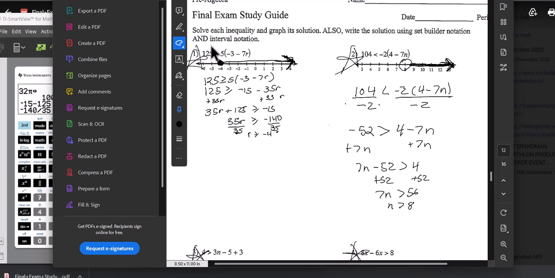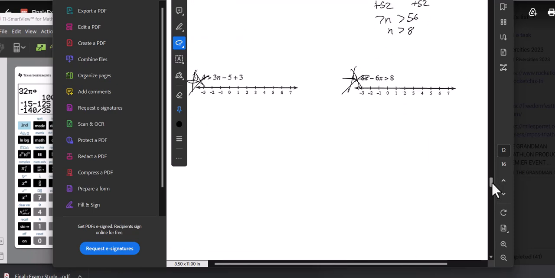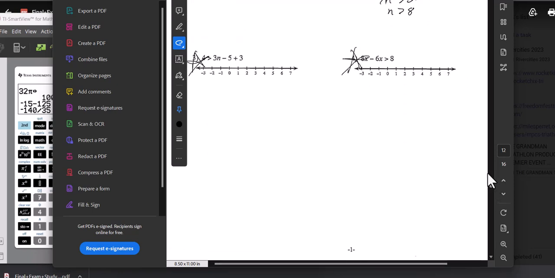I was just checking my work. Alright, I believe this one says 4 is greater than 3n minus 5 plus 3. Usually, whenever you can combine like terms, you might as well go ahead and do that. So 4 is greater than 3n minus 2.